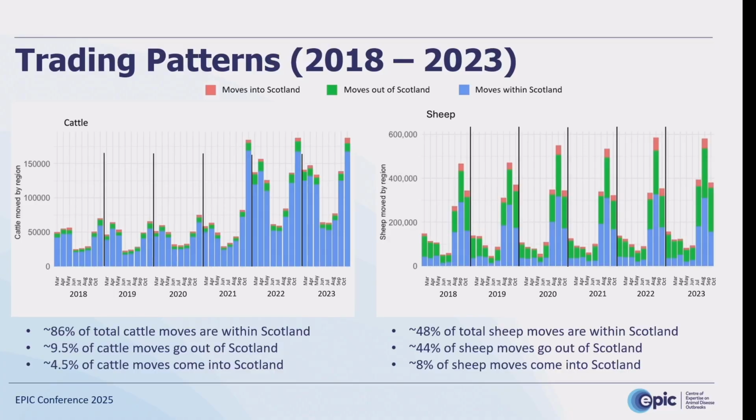And what you can see here are the trading patterns for cattle on the left and sheep on the right for these 6 years of data during the vector active season. Blue denotes movements taking place within Scotland. Movements out of Scotland are colored in green, and movements into Scotland are colored in red. And I think it's quite visible already that there are distinct patterns between the different species.